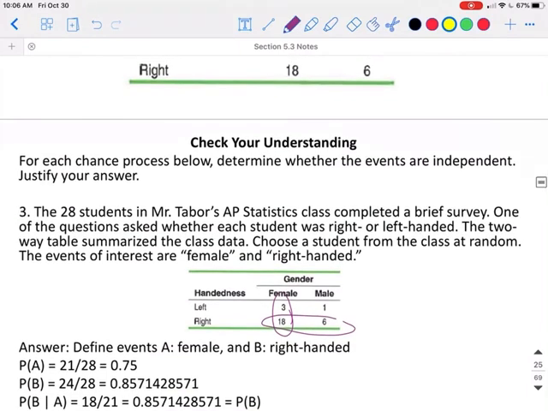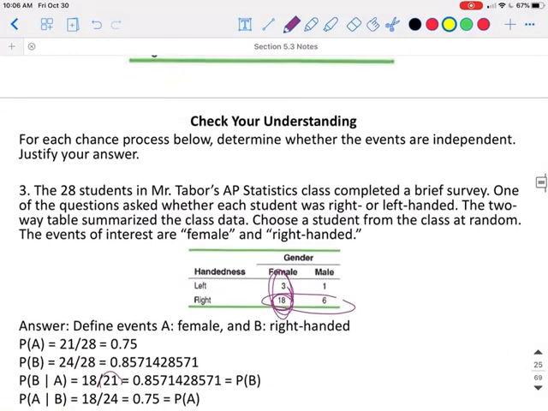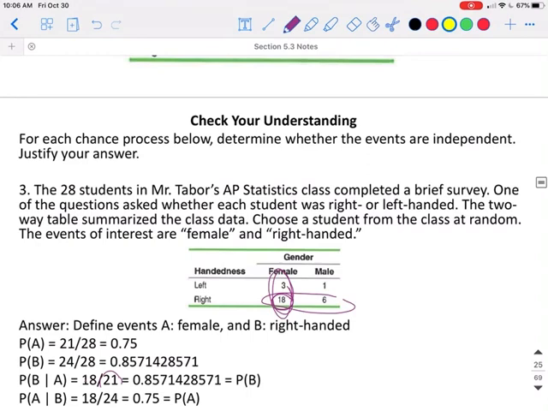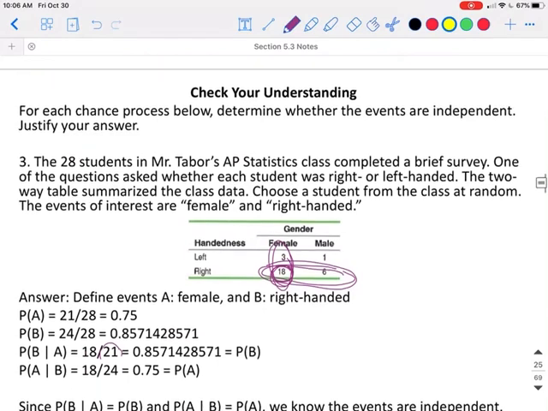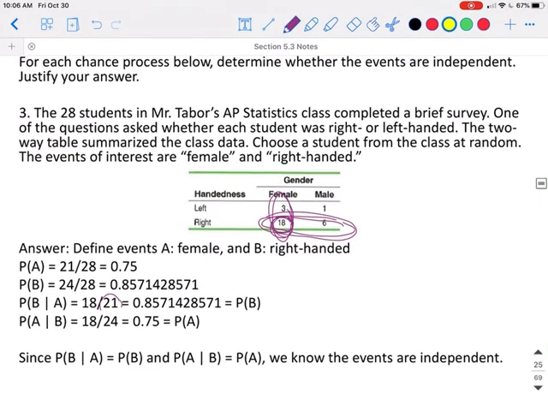Now, if we look at the chance that a student is right-handed, given that they are female, of the 21 female students, 18 of them are right-handed, which again is about 86%, which does exactly equal the probability of event B. And the probability that a student is female, given that they are right-handed: out of the 24 students who are right-handed, 18 of them are female, which is 75%, which also equals the probability of event A. Since the probability of B given A is equal to the probability of B, and the probability of A given B is equal to the probability of A, we know that these events are independent.